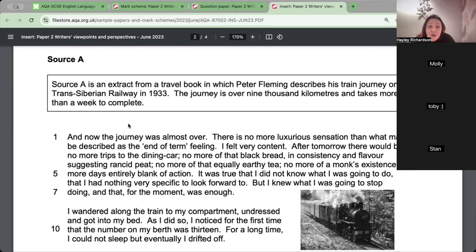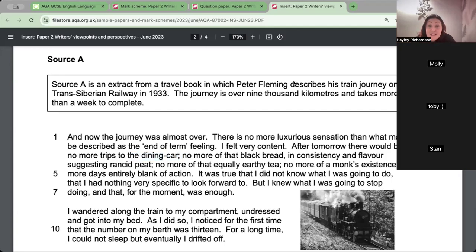So just make sure that it's only in this section, not in other things. So yeah, he's been very bored, hasn't he? He's saying, okay, so he's been on this journey a long time, and he is talking about being glad about coming off. So after tomorrow, there'll be no more trips to the dining car. So yes, there is a dining car on the train. So we are talking deliberately about the train rather than what's happened before.